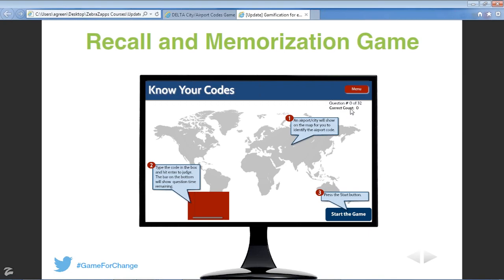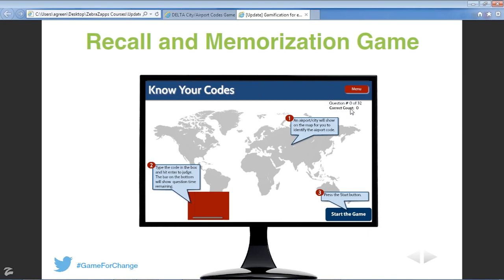to stop and realize that they're getting a lot of these airport codes wrong, and they can have access to this reference. This takes away some of the frustration, because we don't want our learners to feel so frustrated. This is part of the idea that it's okay to fail because we have a safety net incorporated in there. So I'm going to go ahead and start the game.